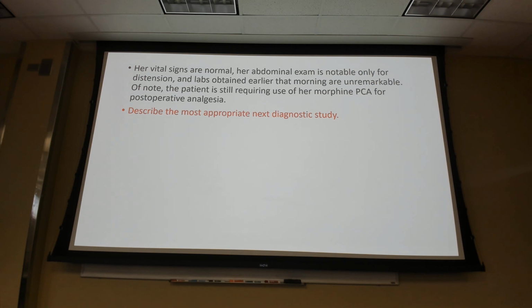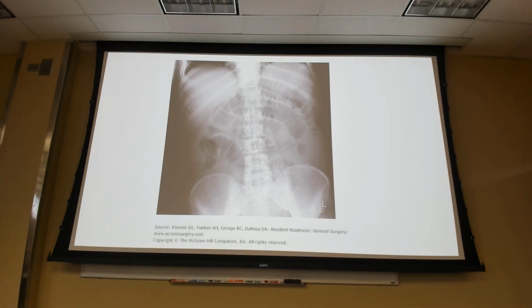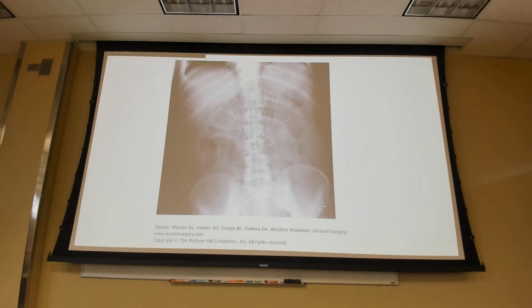And what are we looking for on it? Yeah, obviously some sort of obstruction. We're looking for air in the correct places. So do I have my air bubble under the hemidiaphragm that I would expect? Do I see air throughout the entire colon? And then obviously we want to decide whether that's a supine versus an erect film. Good.